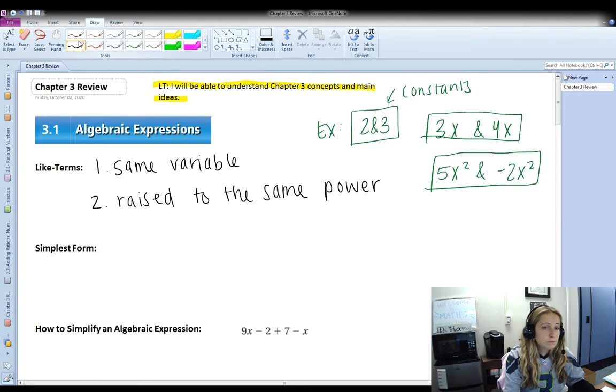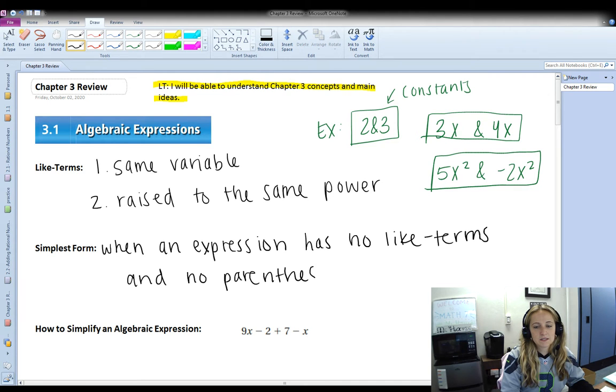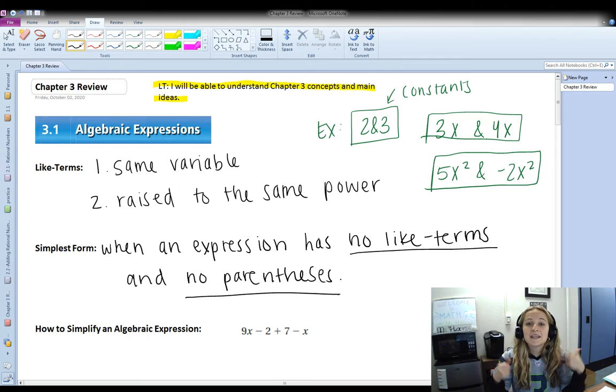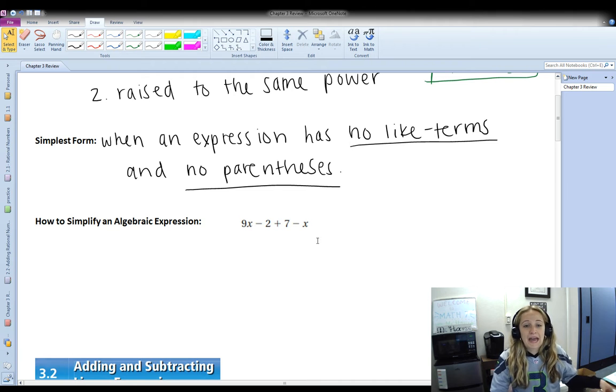Simplest form. So simplest form is when an expression has no like terms and no parentheses. So that is what makes something in simplest form. So no like terms and no parentheses. Once you have that, it is in simplest form. So when you're simplifying things on the practice test and the chapter test, remember, cannot have parentheses, cannot have like terms. Okay. So how to simplify an algebraic expression?